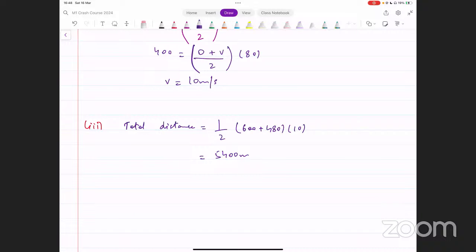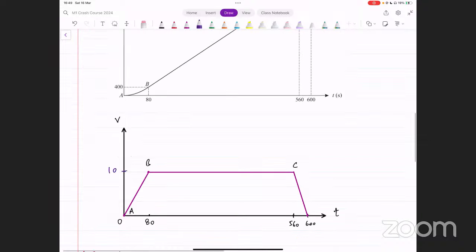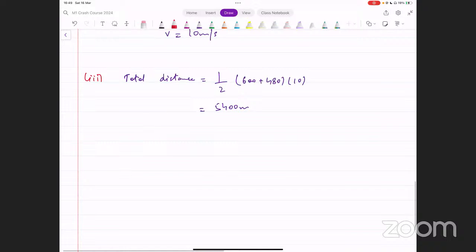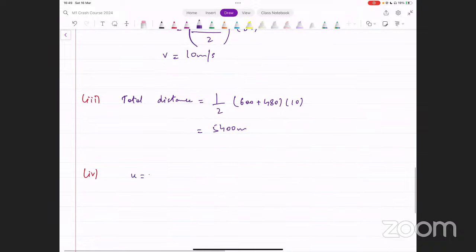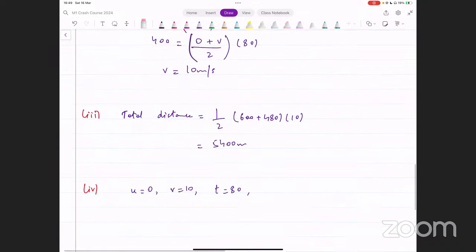What else are we looking for? Part 4. Find the acceleration of the car for a time between 0 and 80. We know that's constant acceleration, right? So from 0 to 80 seconds, again, you can use the formula because the acceleration is constant. You know everything in the first part of the journey now. You know u is 0. You know v is 10. You know that displacement was 80, and you also knew the time. No, displacement was not 80. Time was 80. What else? Displacement was 400. So you have all of this information.